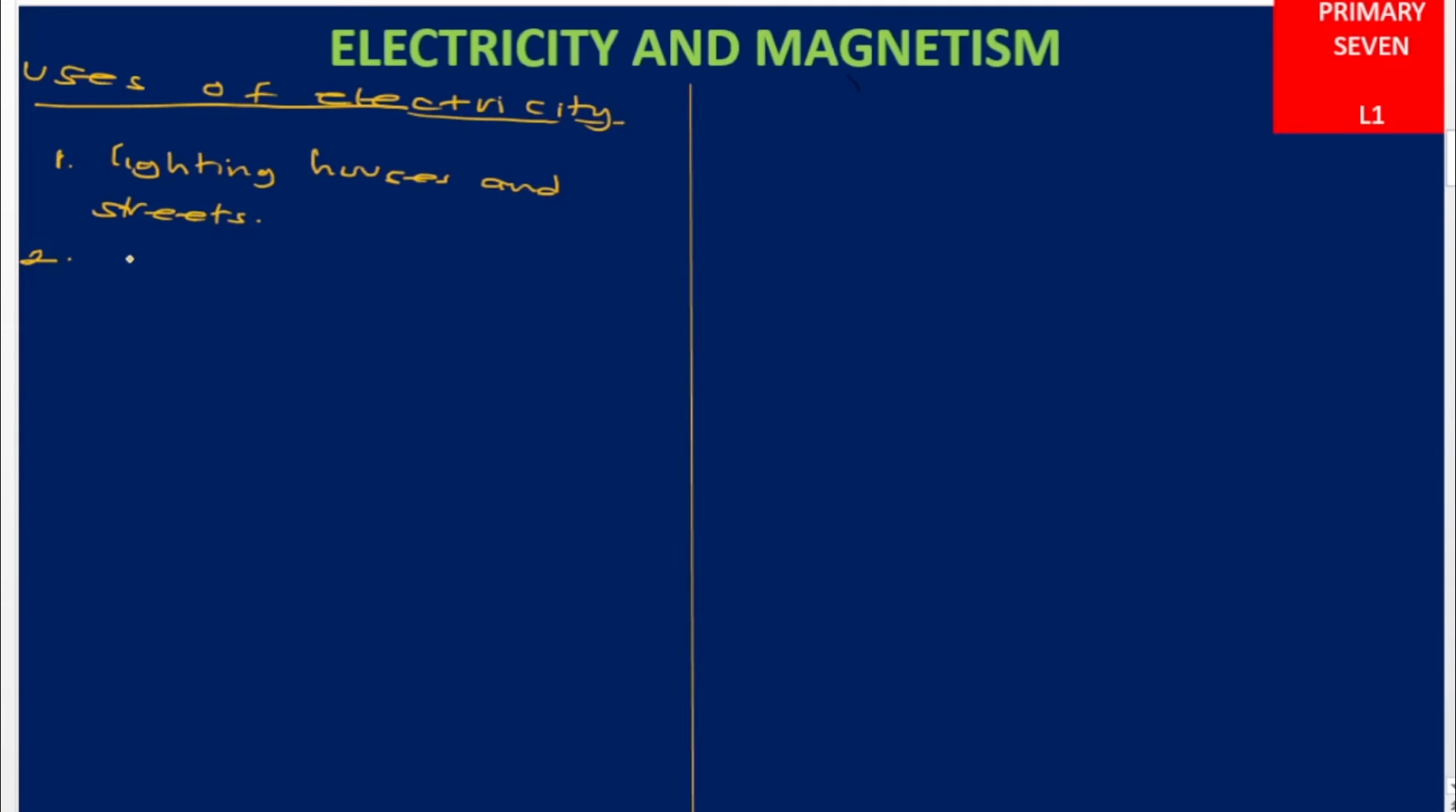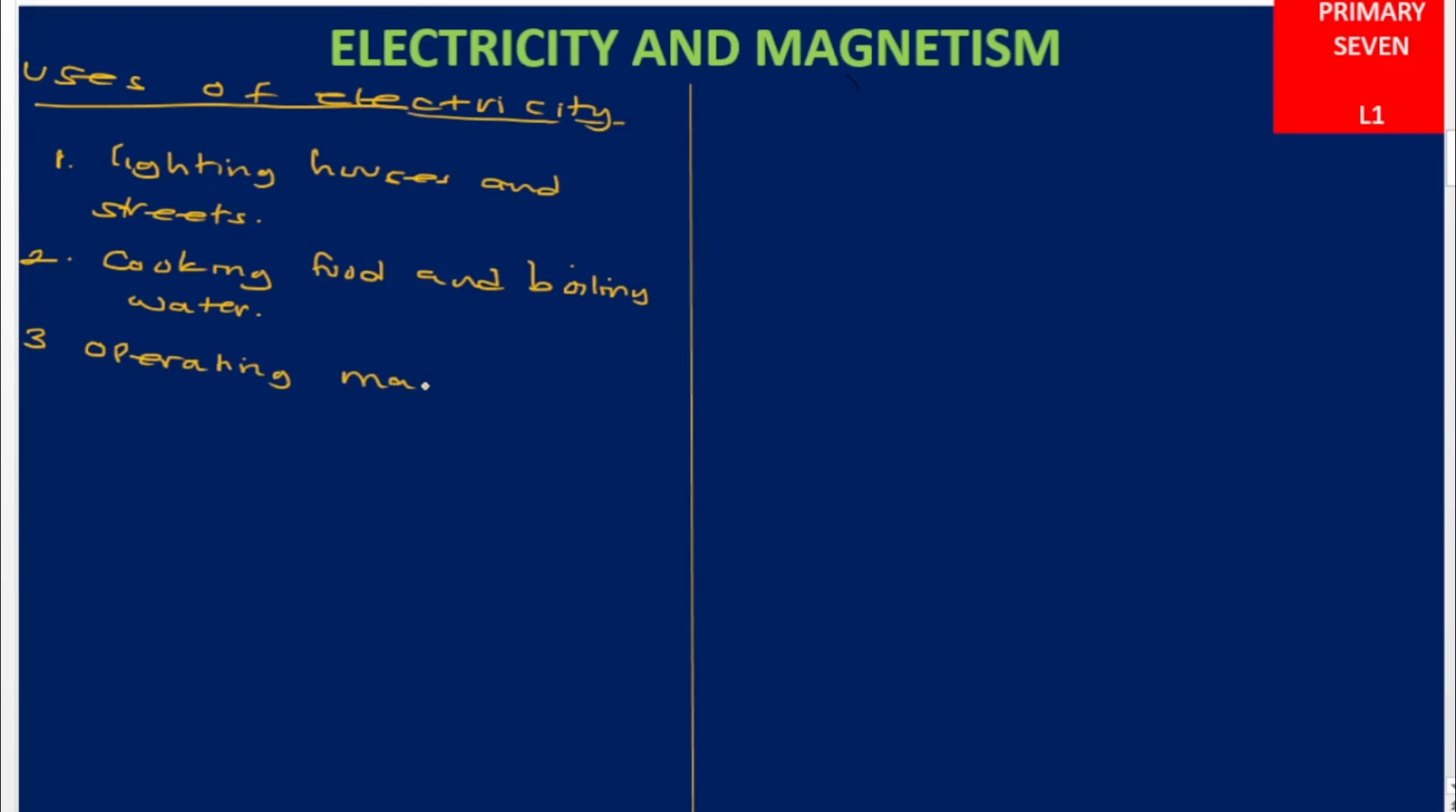Number 2, electricity is used for cooking. So it's used in cooking food, and also boiling water using cookers, heaters, and so on. Also, electricity is used in operating machines.